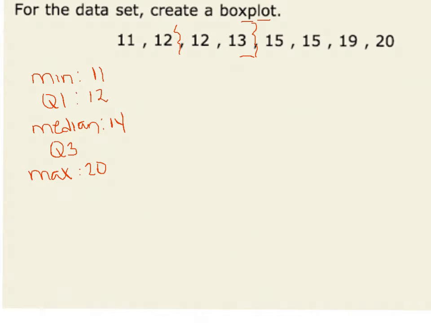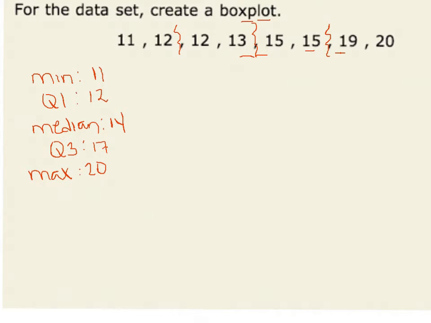Likewise, our upper quartile is going to be the median of the upper half of the data, or the value that divides the upper half of the data into halves. Since we have 4 data values, the upper quartile is going to be the average of the middle numbers in the upper half of that data, or halfway between 15 and 19, which is given by 17.